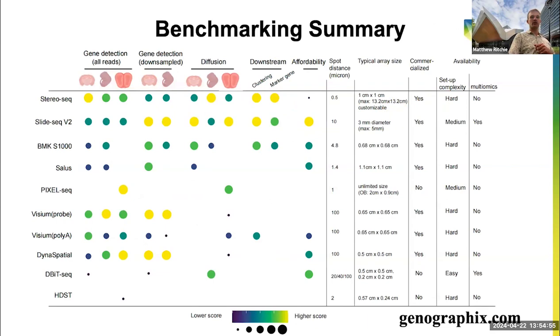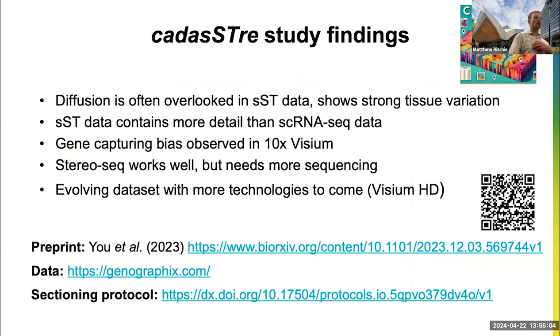Okay, so in the last 30 seconds, this is a nice summary of this analysis. I implore you to read more if you would like. There's a preprint. It's a QR code. It will take you there. The data is available online, and there's a really detailed sectioning protocol as well, which is helpful for, again, making this sort of data collection reproducible between different labs.